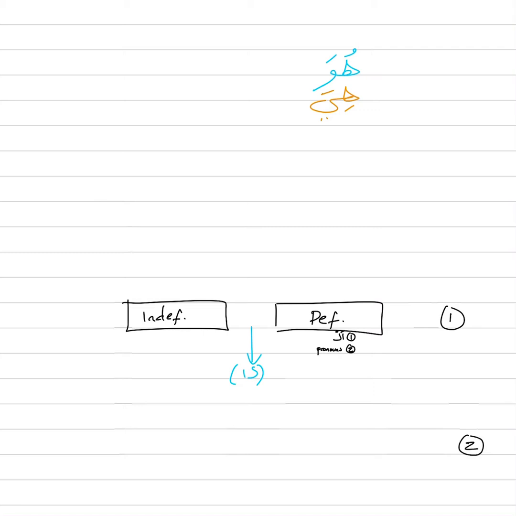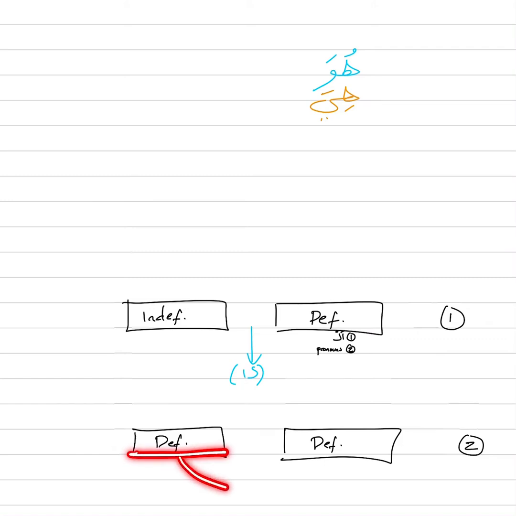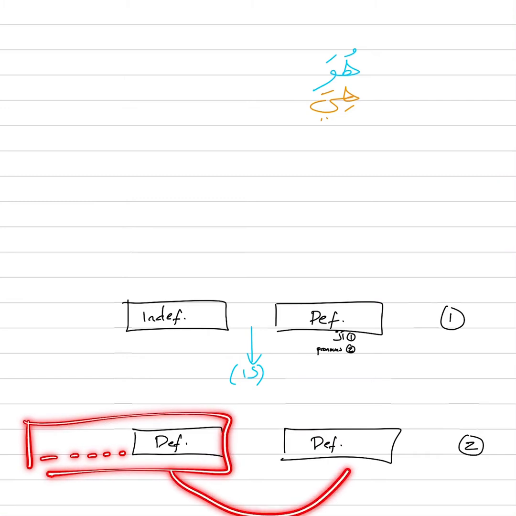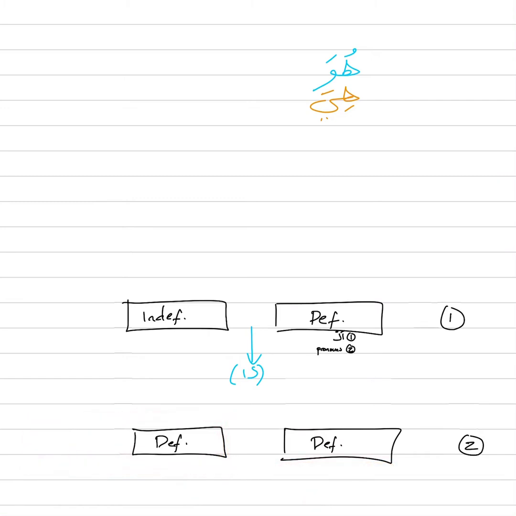The second is that whenever you have a word that's definite followed by another word that's also definite, this second definite word is an adjective of this first noun. And the way you know it's an adjective of this first noun is because it copied its definiteness. This was definite only because this word was definite. So even if you have a string of definite words, you know they're all adjectives of this definite noun.